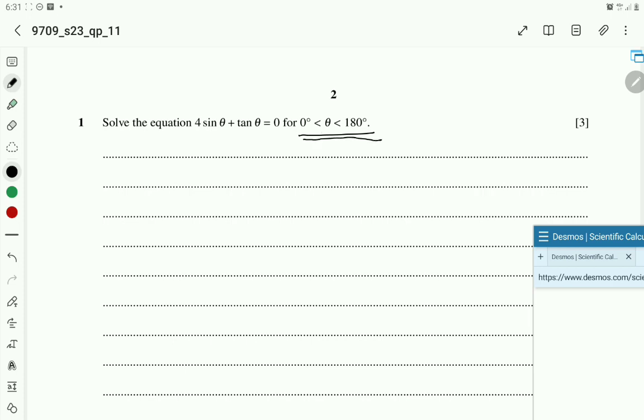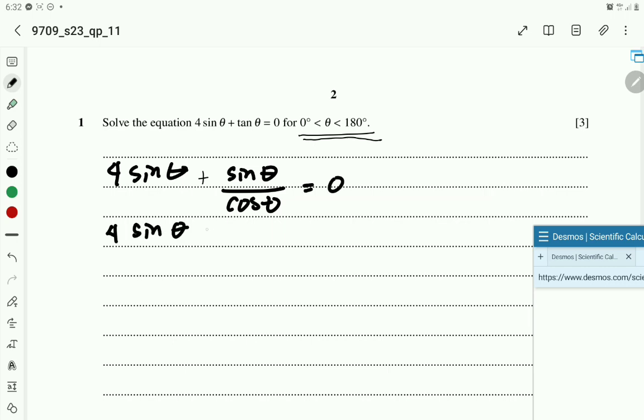To solve this one, the strategy is to express everything in one function, if possible. Or you can try to write everything in terms of sine and cosine because they're the most basic. So that's going to be 4 sine theta plus sine theta over cosine theta equals 0. Then you multiply by cosine theta on each side.